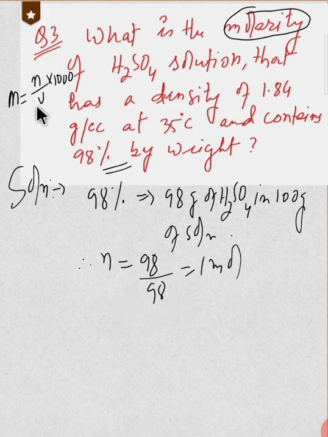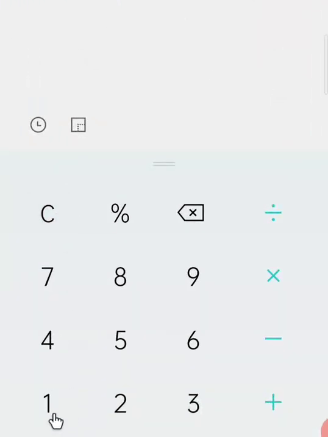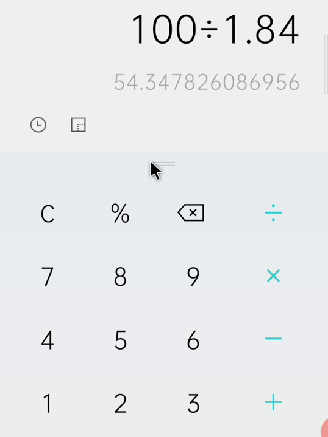Okay, now the volume. The mass of the solution is 100 gram and the density of the solution is 1.84. Since density is equal to mass upon volume, this implies volume is equal to mass divided by density, and the mass of the solution is 100 and the density of the solution is 1.84. So 100 divided by 1.84 comes out to be 54.3.